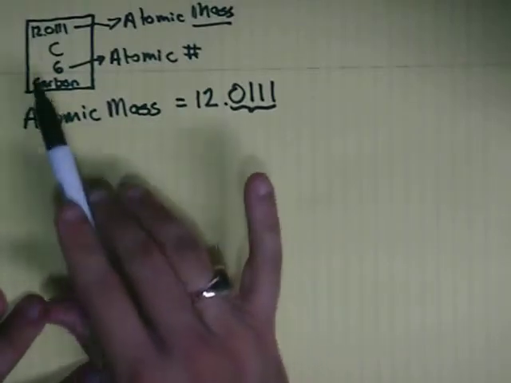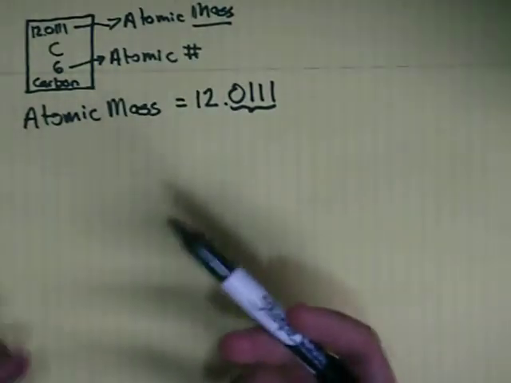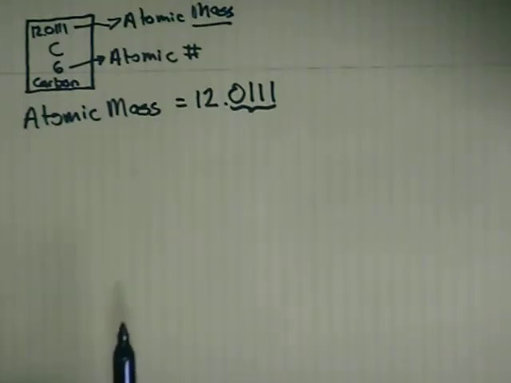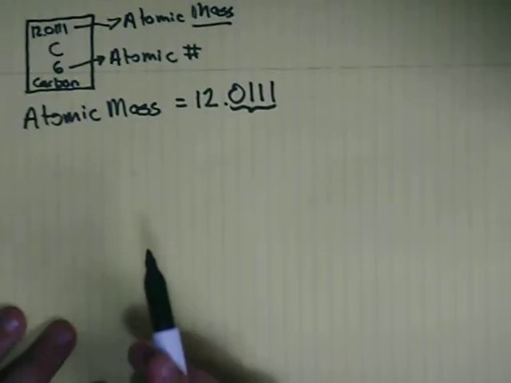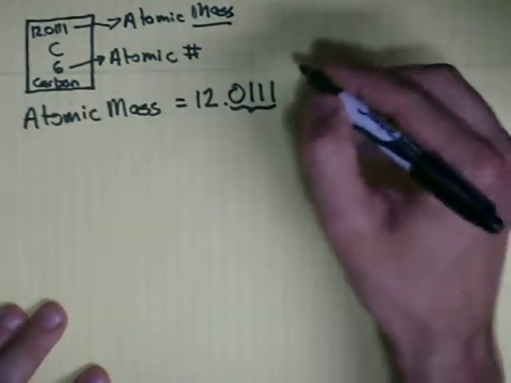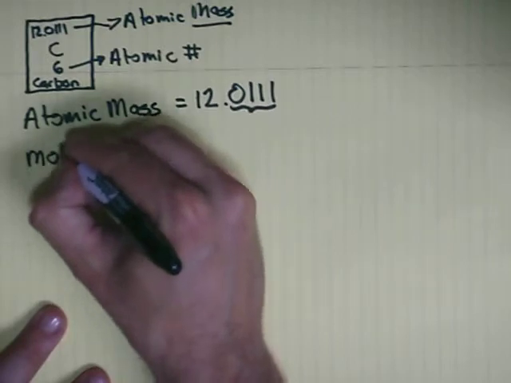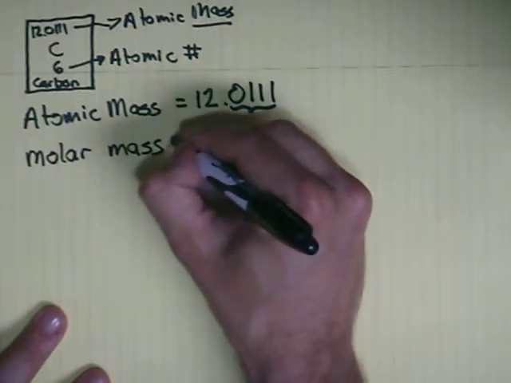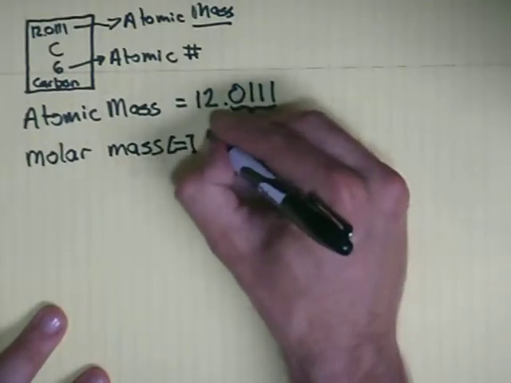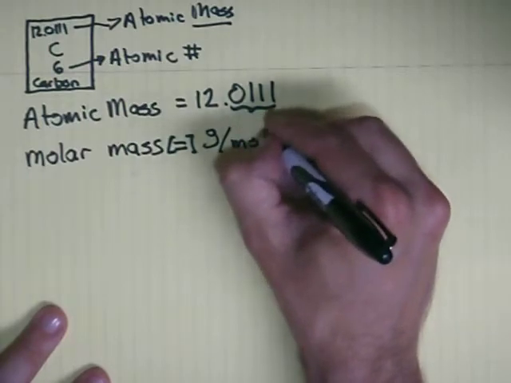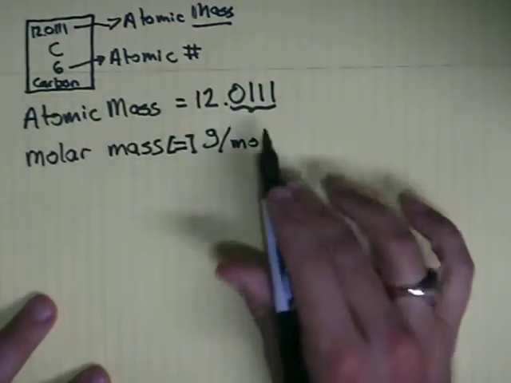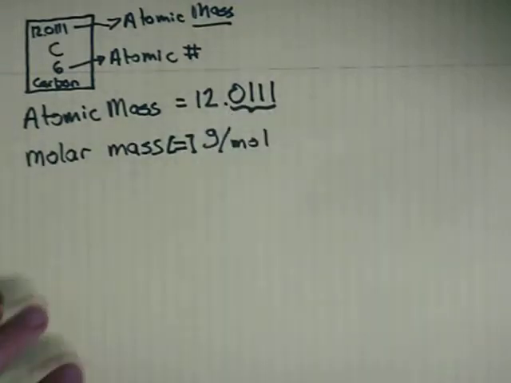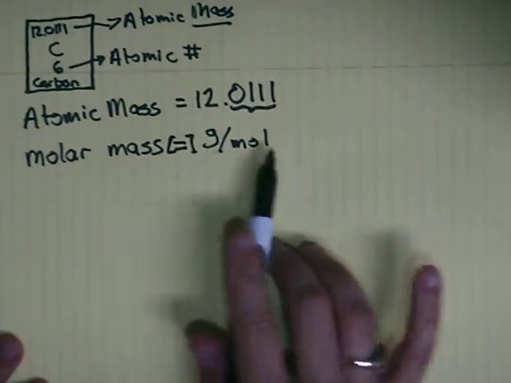And when we're talking about these atomic masses, there are actually two units that we end up using. When we're talking molar mass, the units that you'll see for that are grams per mole. And that means that 1 mole of carbon, if you put it on a balance, will have a mass of 12.0111 grams. And so that's one type of unit that we see.